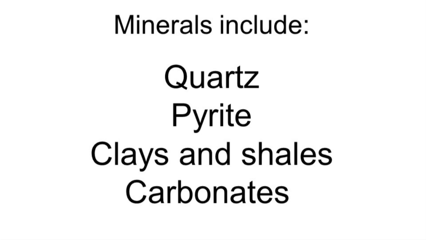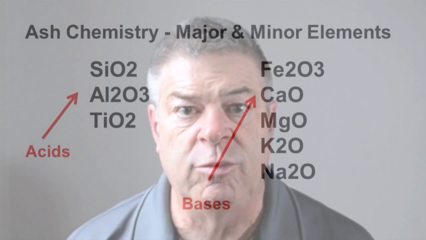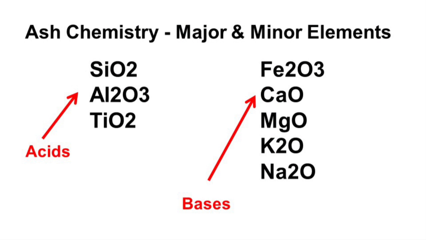Remember that this is not a mineral analysis. Mineral analysis actually includes the names of the rocks or minerals, things like pyrites or quartz or the different types of clays. What we get from the ASTM coal laboratory is major and minor elements in the coal ash. Now, the industry, rather than using these terms, uses the terms acids for the silicon, alumina, and then a little bit of titania, and bases for iron, calcium, magnesium, potassium, and sodium.